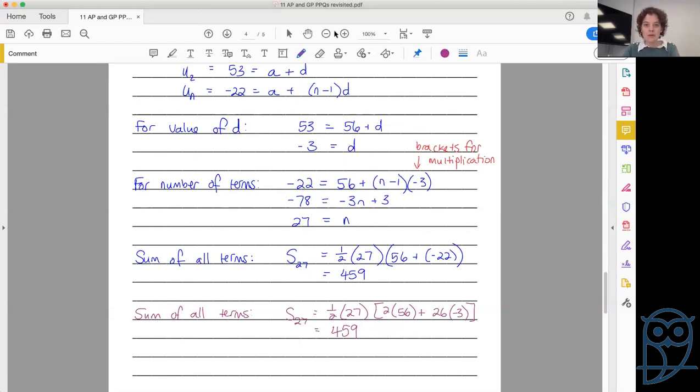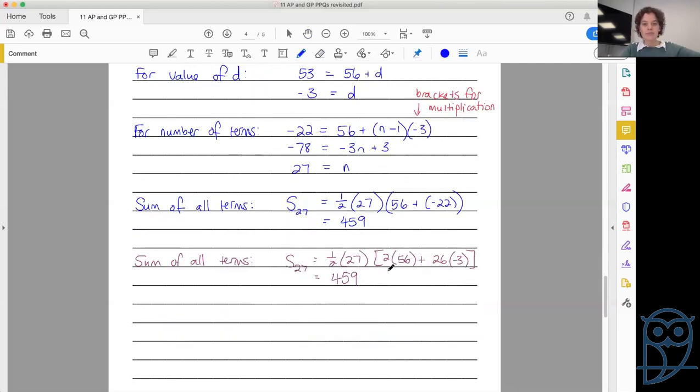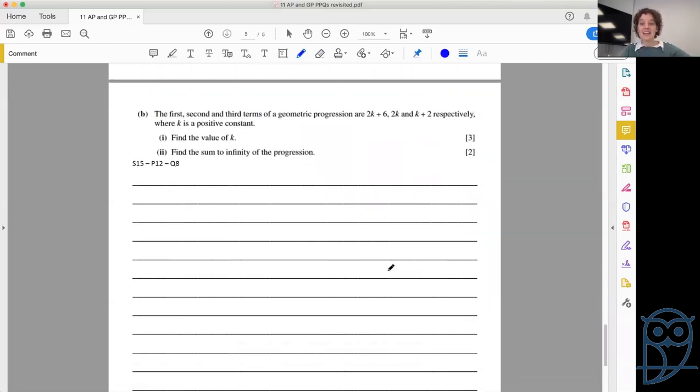Okay, so one little question left. What are we facing for the end? Something even more interesting. The first, second, and third terms of a GP are 2k plus 6, 2k, and k plus 2, respectively, where k is a positive constant. Find the value of k and find the sum to infinity of the progression.